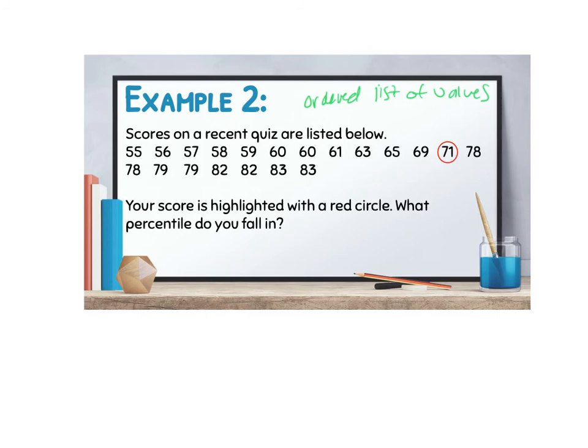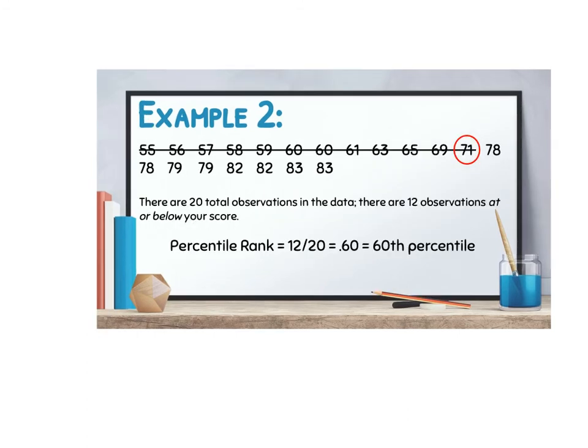Well, to do this, one thing you need to do is count all of the data that were in the class. So when I did that, I found out that there were 20 total observations. So I just counted like 1, 2, 3, 4, 5, 6, 7, 8, 9, 10, 11, 12, 13, etc. Counted them all up, okay?